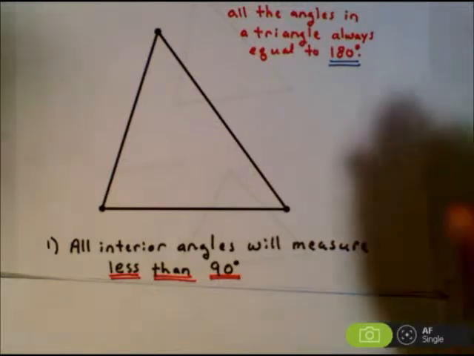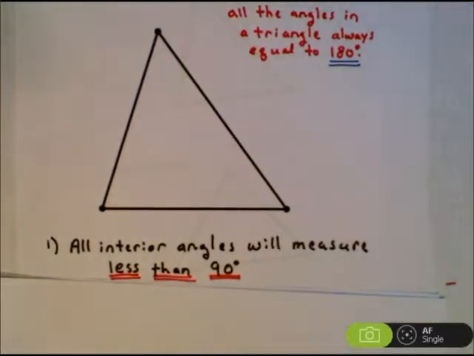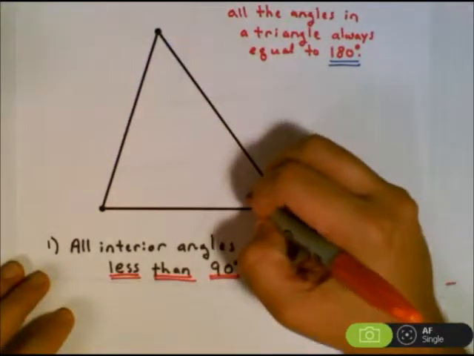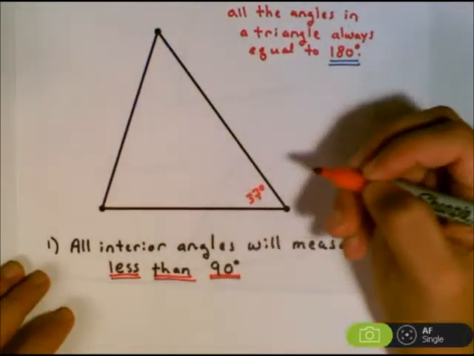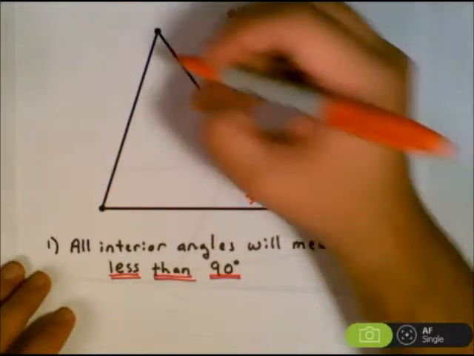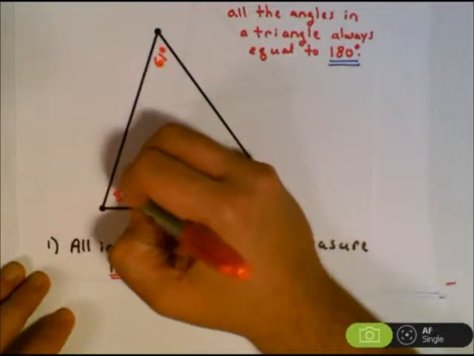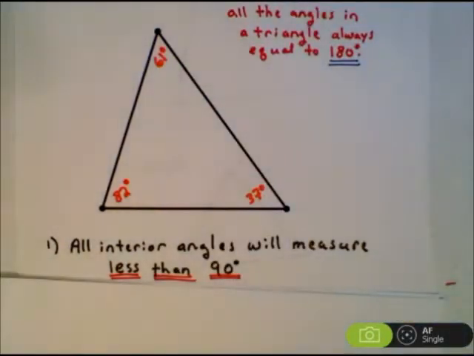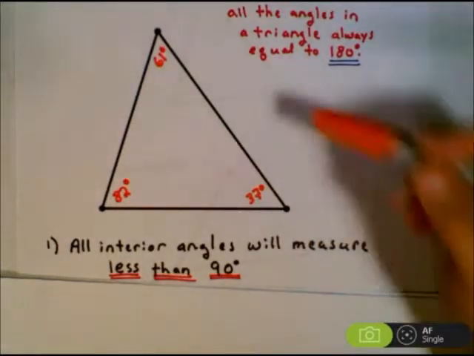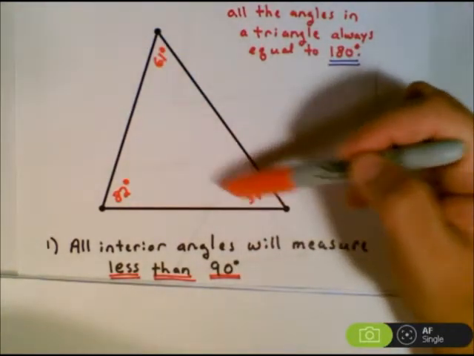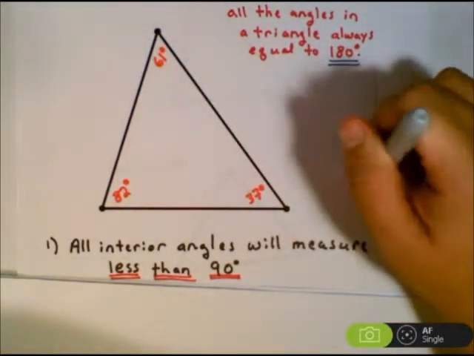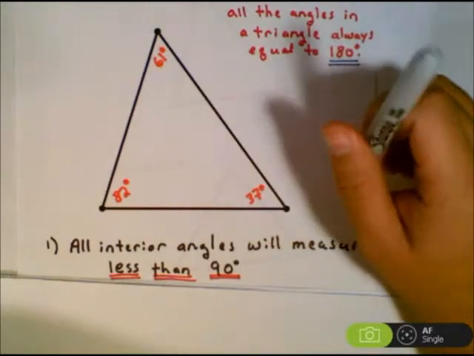For example, let's say the angles in this triangle are 37 degrees, 61 degrees, and 82 degrees. Do the measures of this triangle follow the rule for an acute triangle? Sure. We can see that all of the measures inside are less than 90 degrees, which makes this triangle an acute triangle.